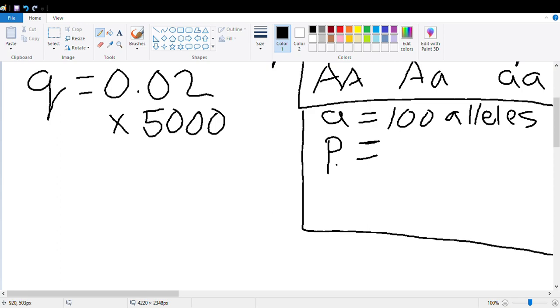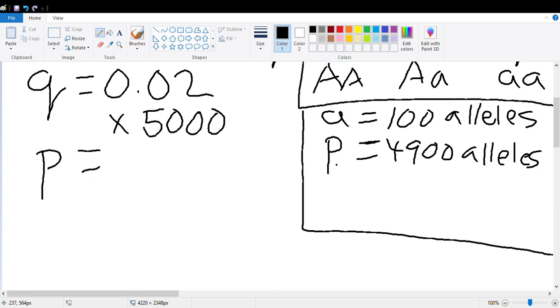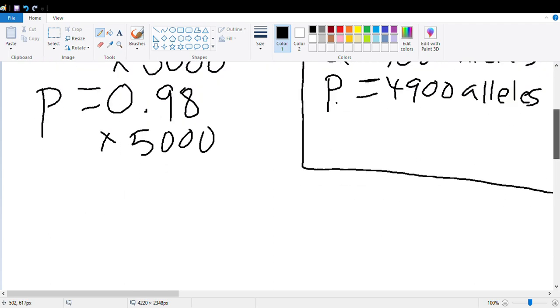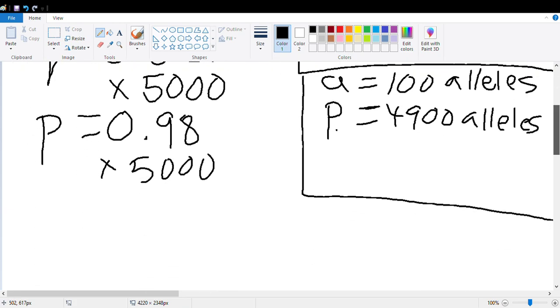But how did we get that? Well, that's the leftover alleles, but let's just do the math real fast. Now P is 0.98, and I know that because P plus Q equals 1. So 0.98 times 5,000 again. It must be 5,000 because every person has 2 alleles, and therefore 0.98 times 5,000 is 4,900.